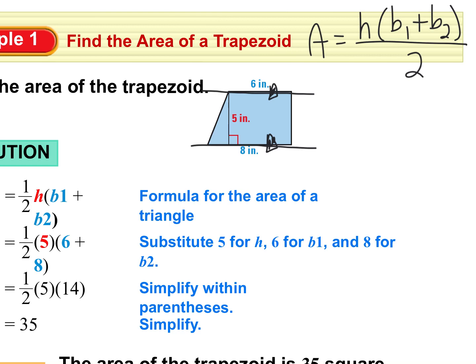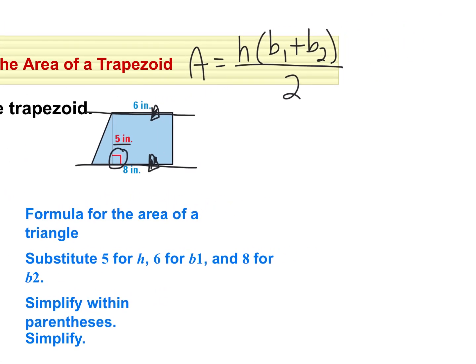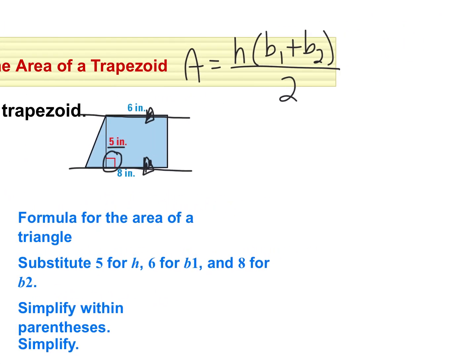How do we know what the height is? What do we look for? Right angle. Yep, look for that right angle. That's where you know where the height is. Okay? So again, on that formula, plug in what you know. Okay, so we're looking for area. Following the formula, it wants h next. What's the height?